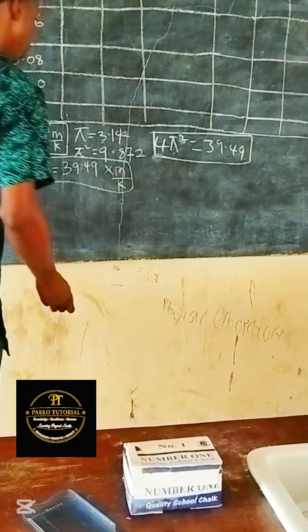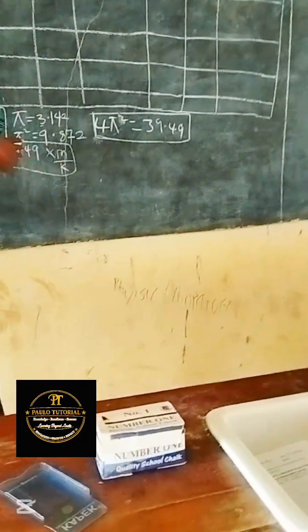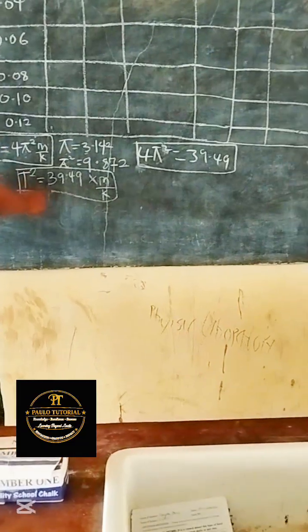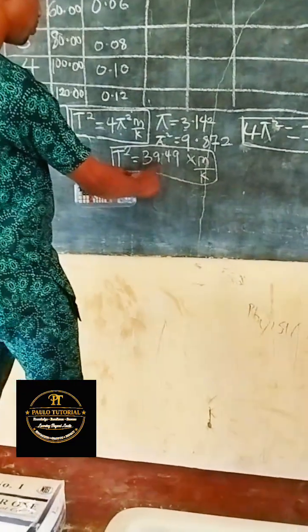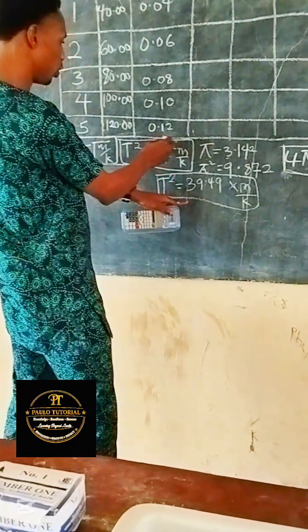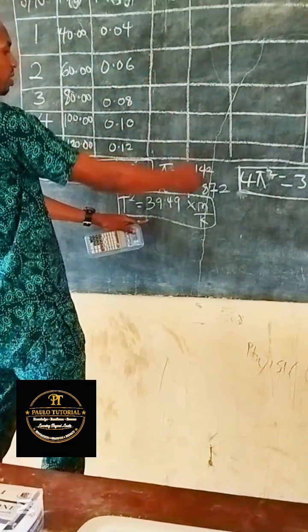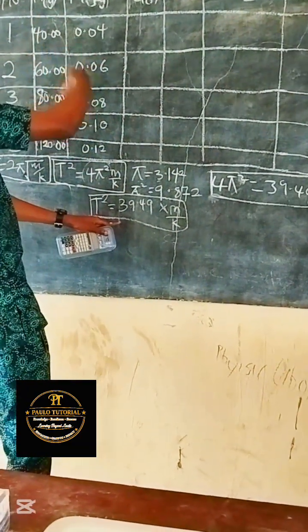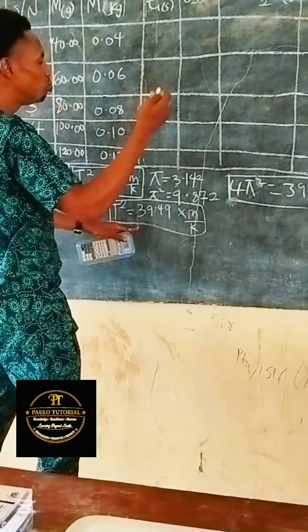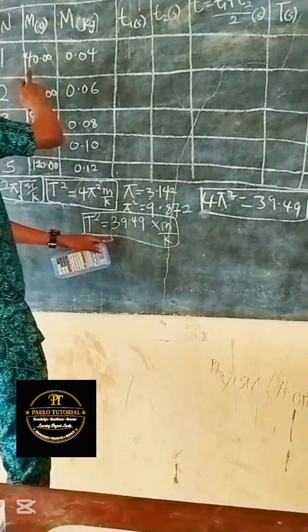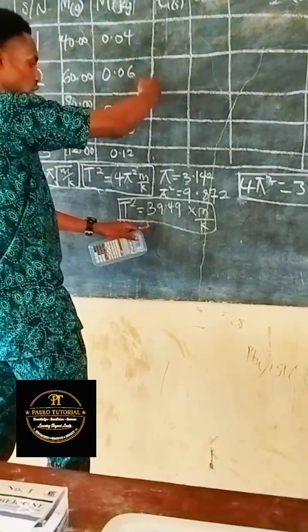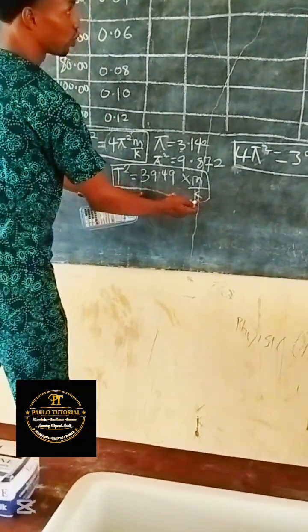For it to be easier, whenever you see period square, 39.49 is the same as 4 pi square, times m. Our m keeps varying, so you keep putting the value of m, but it should be in kilogram, not gram. Take note of that. That is why I converted it to kilogram, divided by my force constant.